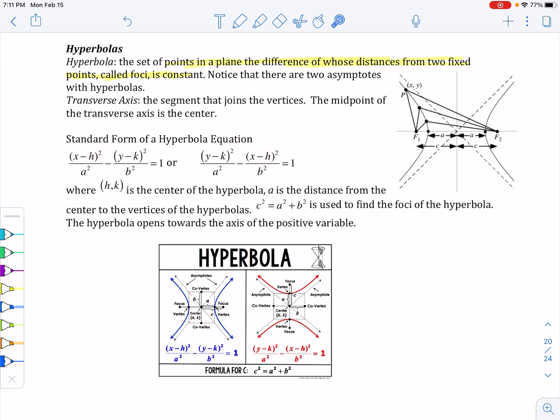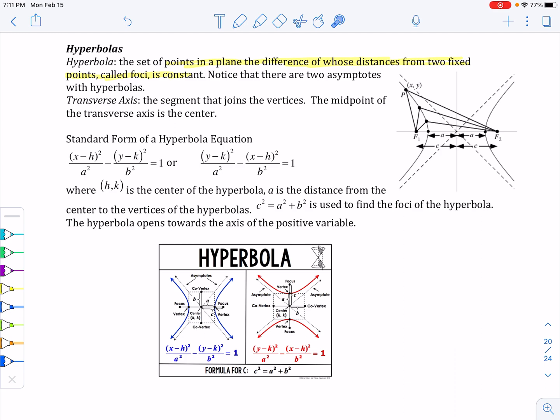Again, we have two forms here. Your hyperbola can be oriented so the parabola-like shapes are opening sideways, or they can be opening up and down. Whichever axis they're opening towards, so these blue ones are opening towards the x-axis, that means the x is first or positive and the y is negative. If the y is positive, then it's opening up and down.